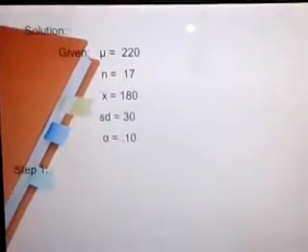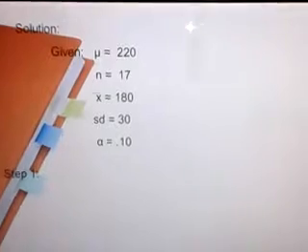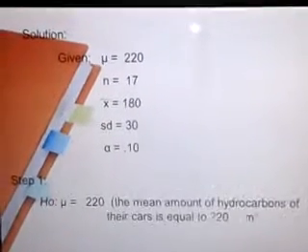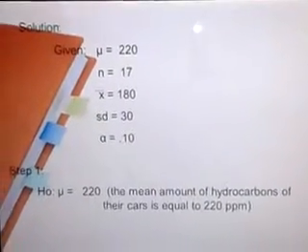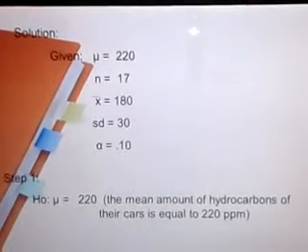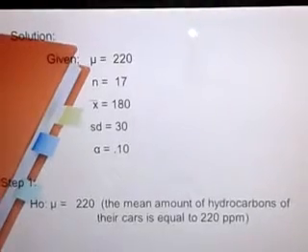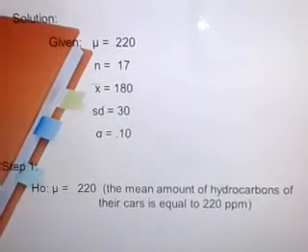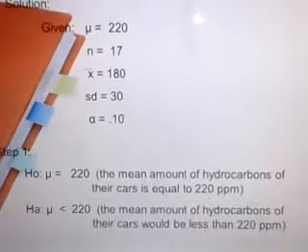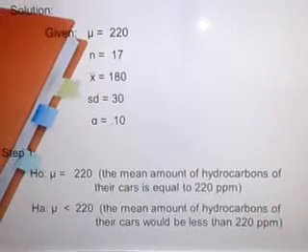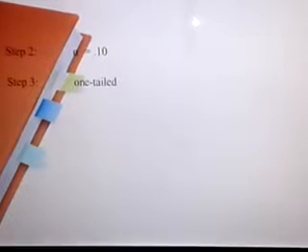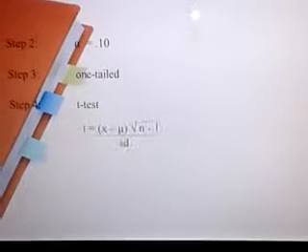So the solution, let's have the given. The null hypothesis: the population mean is equivalent to 222. The mean amount of hydrocarbon of their cars is equal to 222 ppm. Then the alternative hypothesis: the population mean is less than 220. So 0.10 level of significance, two-tailed, and we have to use the t-test.